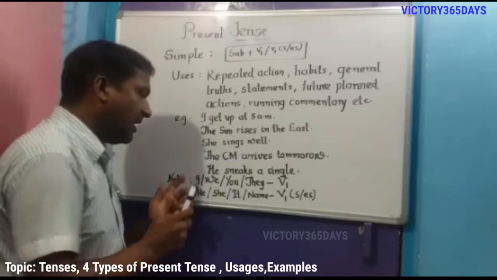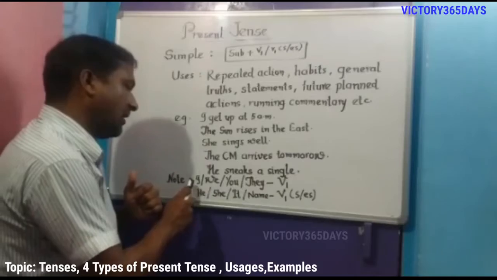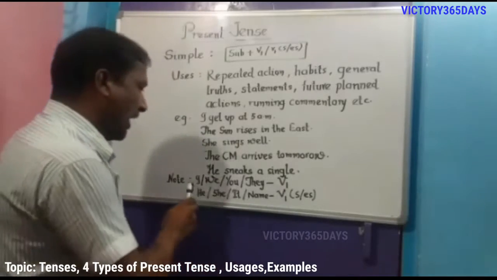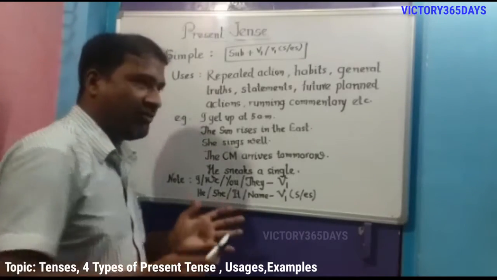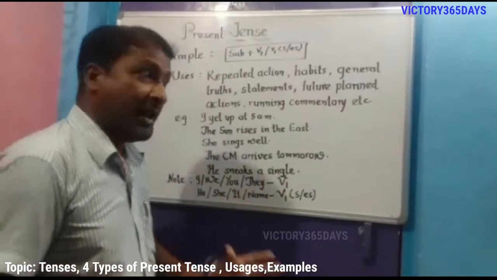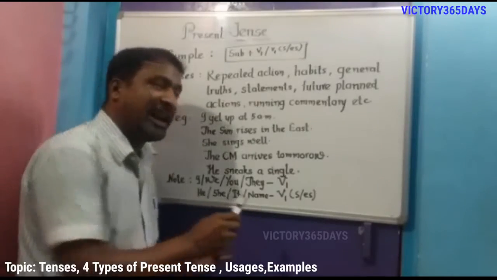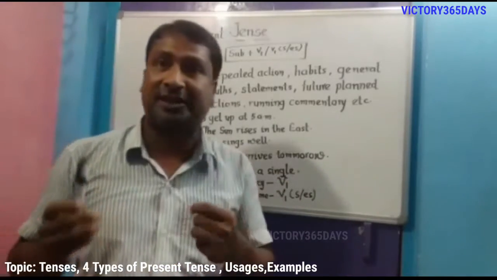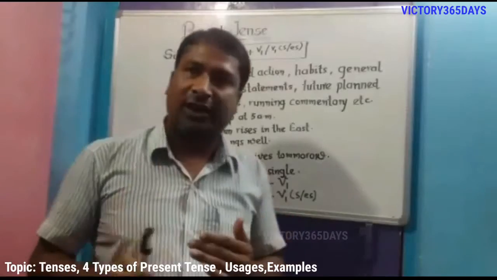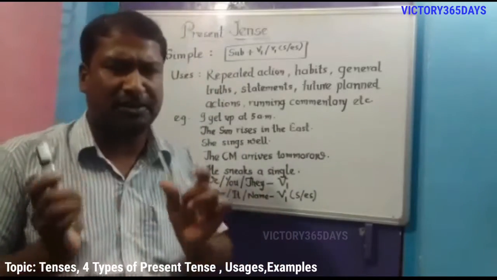You note it down, you write it down. Whenever you find first person singular or plural, then you write V1. So I, we, you, they. Whenever you come across such subjects, you write V1 only. Whenever you come across words like he, she, it, or any name, you always write third person singular. You write verb along with s or es. This is the simple structure.